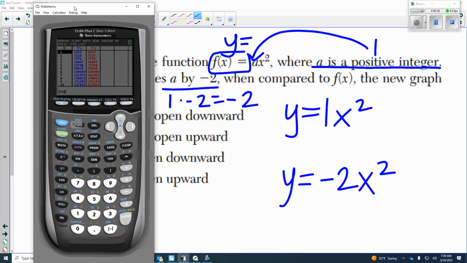You want to put both of those in. We got to clear out the old ones. Whoops, I pressed second first by mistake. Clear those out. Okay, 1x squared, -2x squared. And if you're not doing it with me, please pause the video now and plug both of those into your calculator. Take a look at the graphs and see what you think.